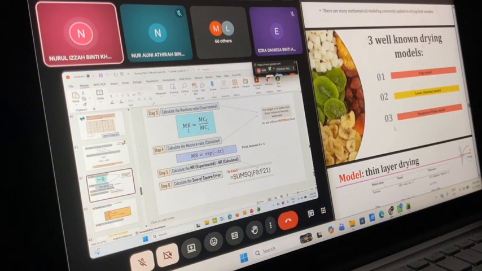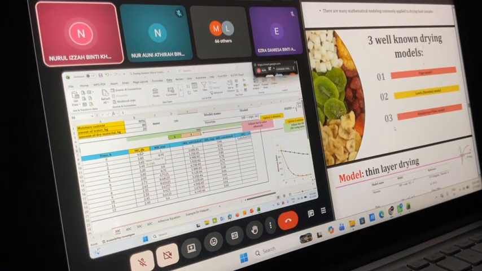The moisture ratio is the moisture content at time t divided by the initial moisture content. So in this Excel here we have the moisture ratio experiment. For example, here is 4 divided by 4, because this is your initial moisture content. 4 divided by 4, you will get 1. And then for the next one, 3.8 divided by 4, you get 0.95. And for this one, 3.6 divided by 4, you will get 0.9.